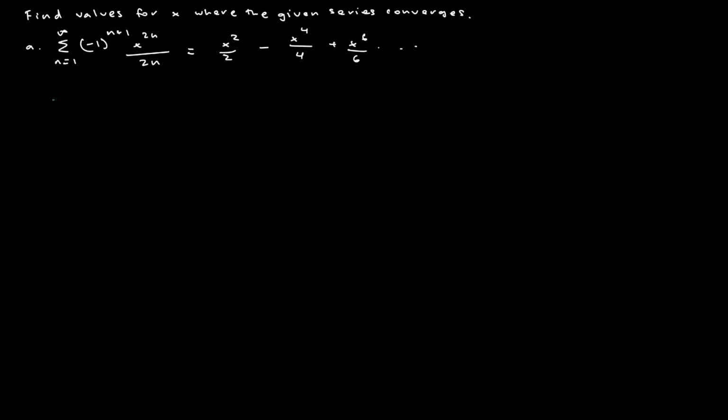So one test that seems most reasonable in this case is using the ratio test. So the ratio test tells us that we look at the limit as n tends towards infinity of u of n plus 1 divided by u of n. So that's what we're checking, and that's essentially the limit as n tends towards infinity of x to the 2n plus 2 divided by 2n plus 2, divided by x to the 2n divided by 2n.